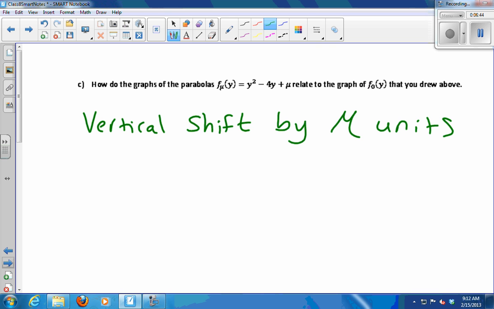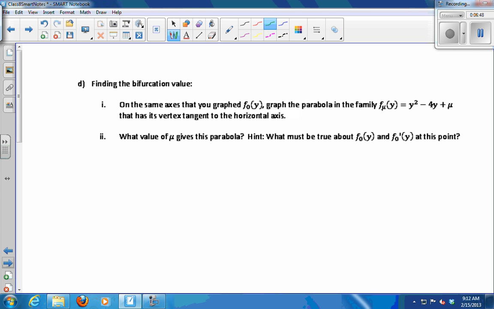Vertical shift by mu units. All right, so we're going to find the bifurcation value. Once we go through a couple more questions, you'll understand why we're looking for this.